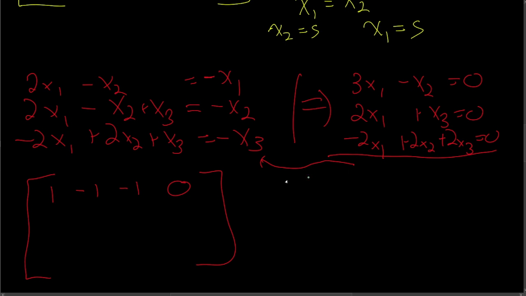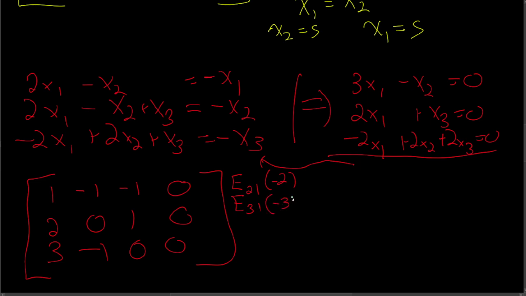I'm going to leave this the same, so it's going to be 2, 0, 1, 0. And then I'll leave this the same. I get 3, -1, 0, 0. And so I have a pivot up above, so I'll take row 1 into row 2, and I'm going to multiply it by -2. I'm going to take row 1 into row 3, and I'm going to multiply it by negative 3.